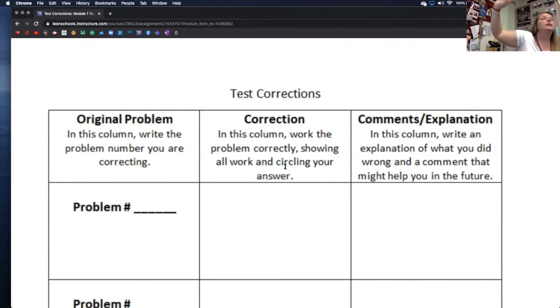Okay, whenever you're ready to submit, you should have a blue button right in the top right-hand corner that says submit. Make sure you do that.